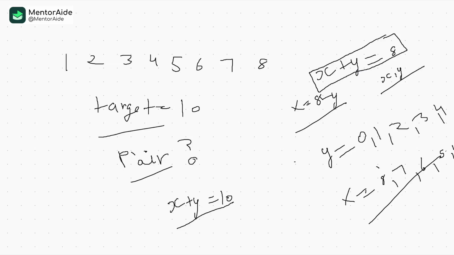I'll just check 10 minus 1, 9. Does 9 exist in this array or not? That will give me a pair.